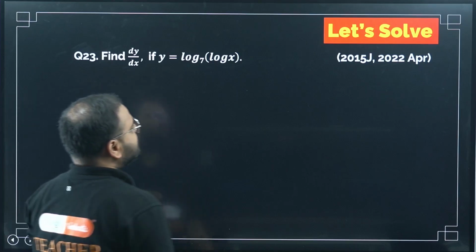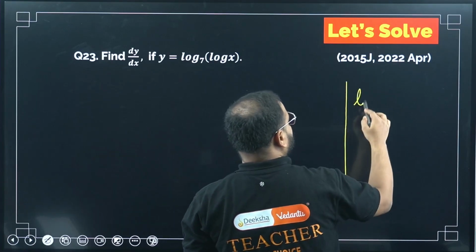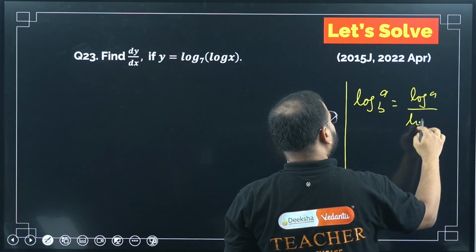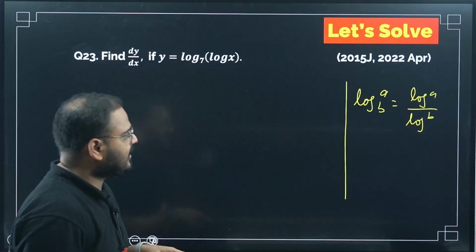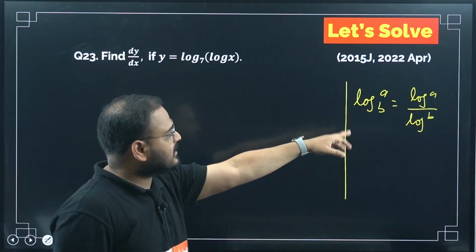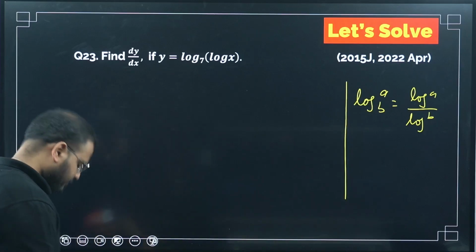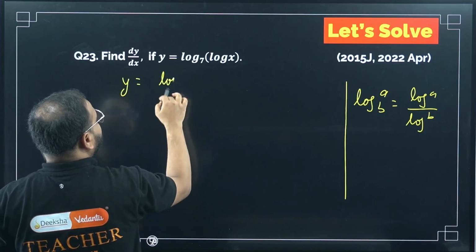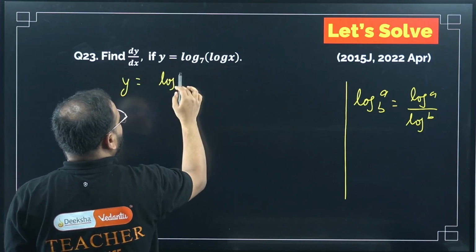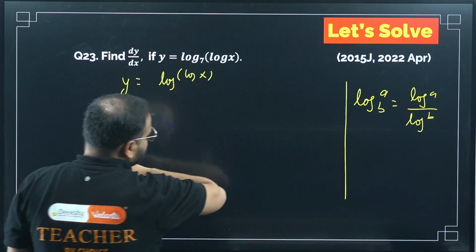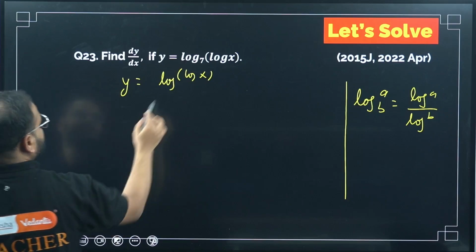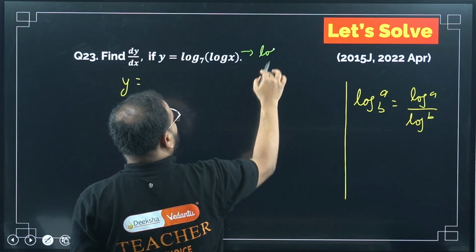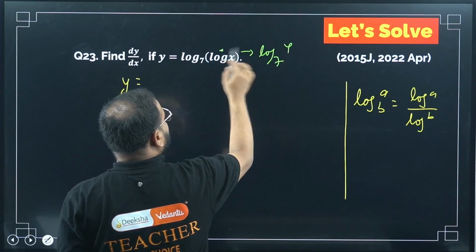I hope in this question you know this formula: log of a to the base b can be written as log a by log b. Same formula I'll use here, please check. So I can write this y as log of 7, so log of this thing, log of x. Please understand this. If it is not clear, let me rewrite this as log of 7 with base, let's say y.